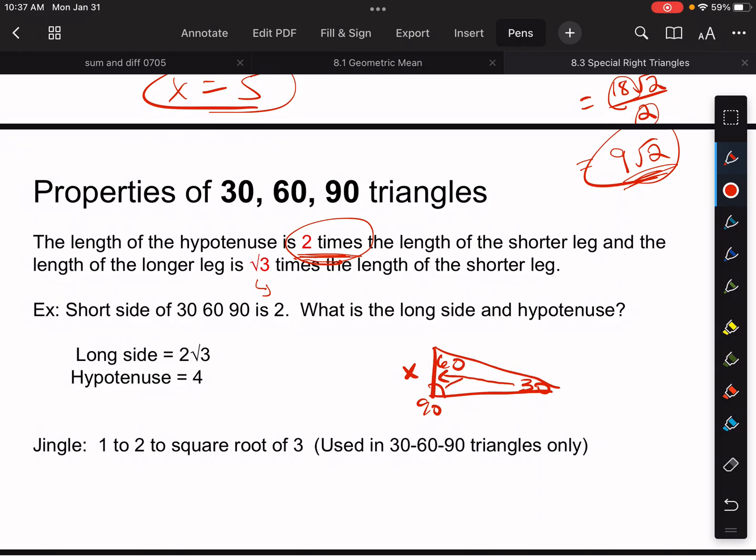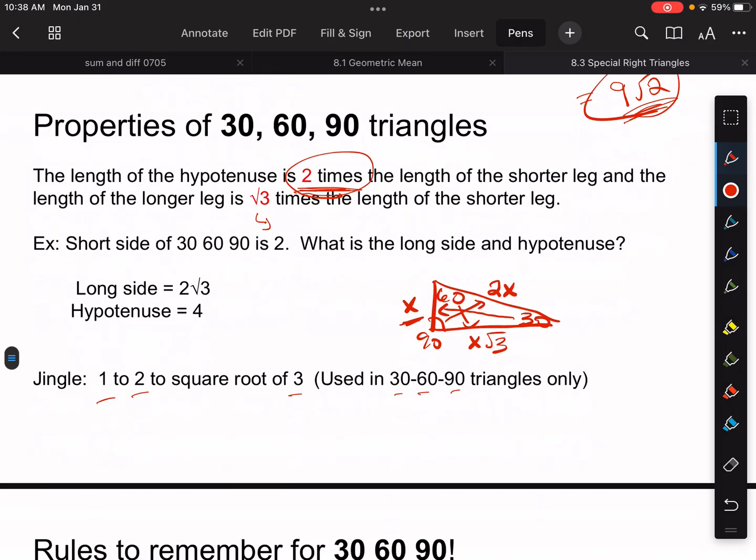Straight across from the 90 will always be my 2 value. So here I'm just going to say, okay, it has to be 2 times whatever that 30-degree angle was. And if I call it x, I'm going to call it 2x. Okay, and then across from the 60-degree angle, this will always have to be whatever x is times the square root of 3. That's the pattern. Okay, so the little jingle for this one was 1 to 2 to square root of 3. With all 30, 60, 90s, it's going to be a 1 to 2 to square root of 3.